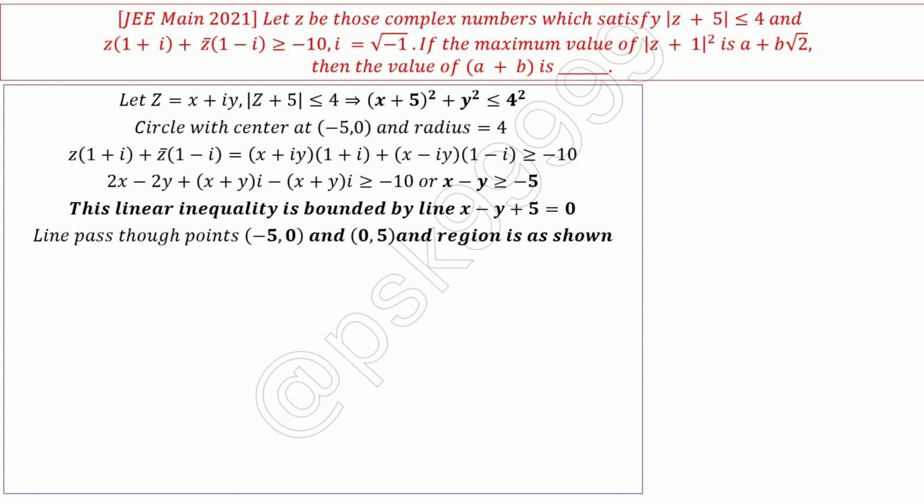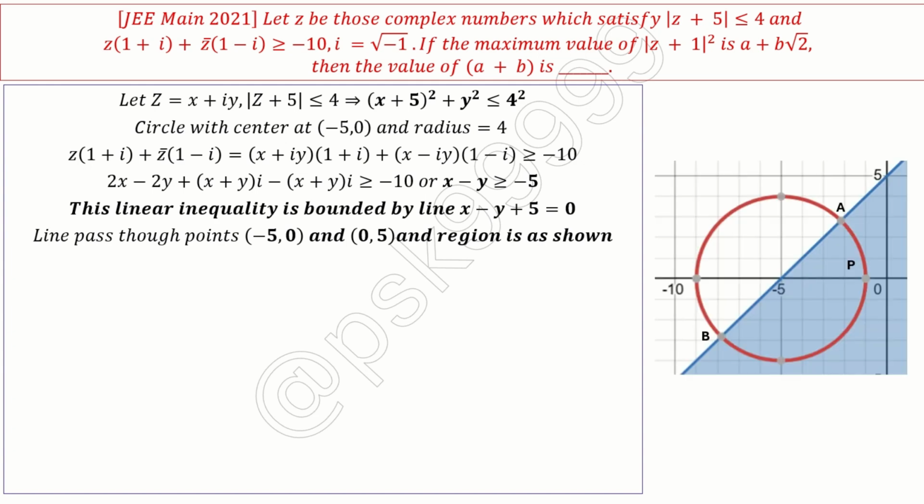If I draw this, the first one, the red one, is the circle with center at minus 5 comma 0. This is the x-axis, this is my y-axis, minus 5 comma 0 center and radius of 4. So it will go through the point P, which is minus 1 comma 0, and on this side minus 10 comma 0 is also possible.